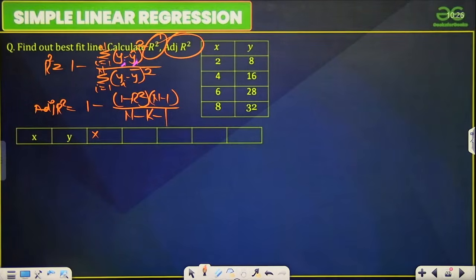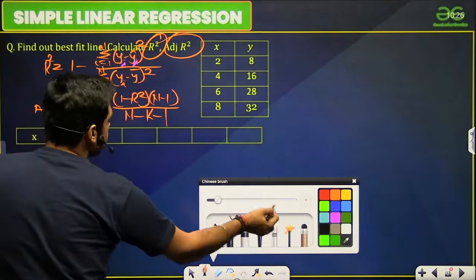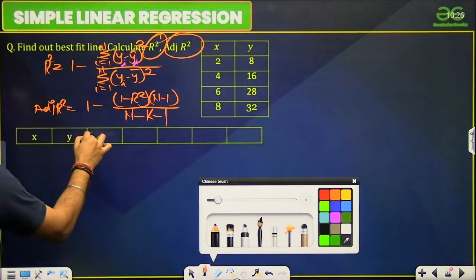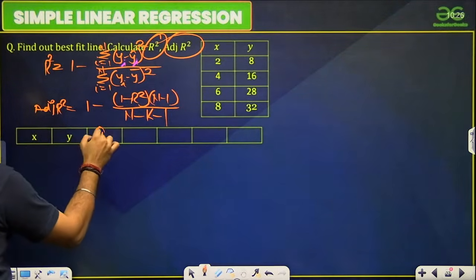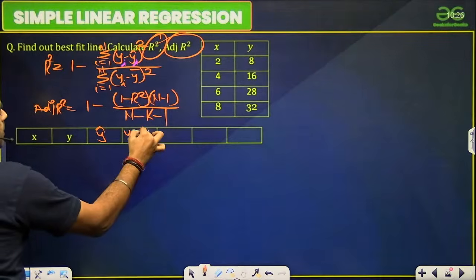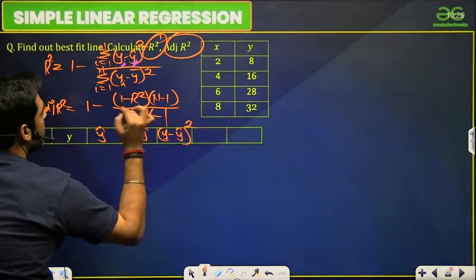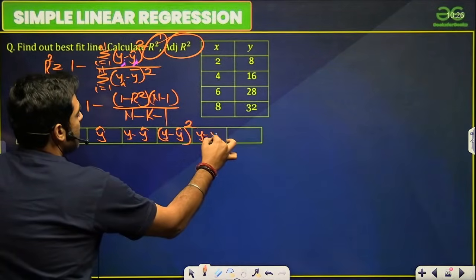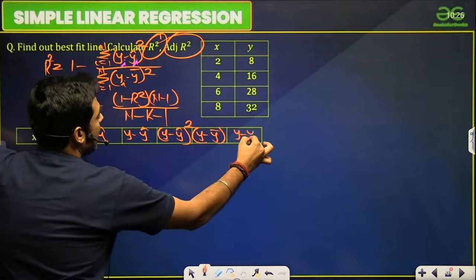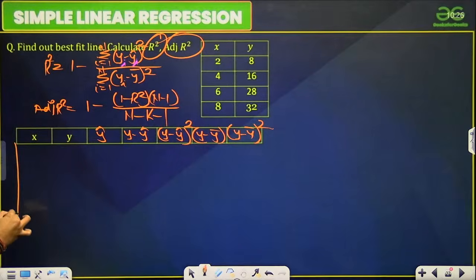Now I would be completing the table, where I would be calculating firstly the y hat values, then y minus y hat, then y minus y hat whole square. Then I would be calculating y minus y bar and y minus y bar whole square. So I would be just completing this table.